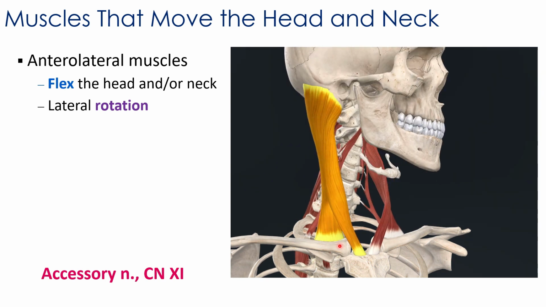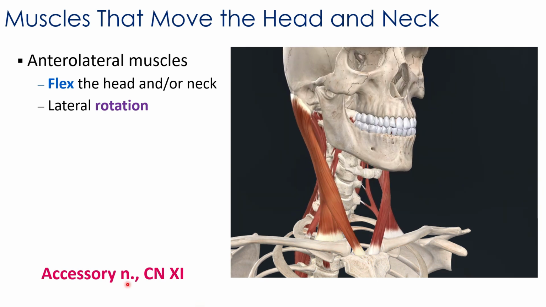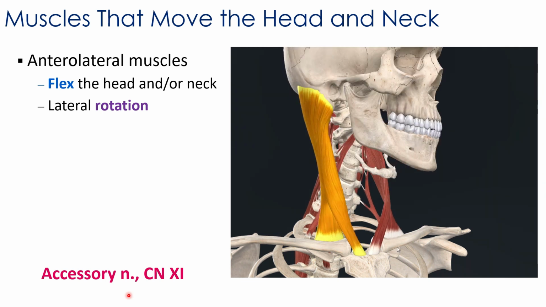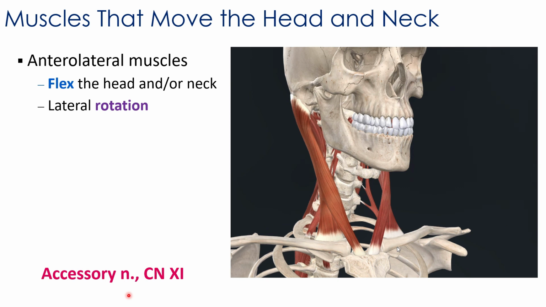The sternocleidomastoid is innervated by the accessory nerve, or cranial nerve number 11, which may sound familiar to you because we've already talked about that as being the innervation of the trapezius muscle.